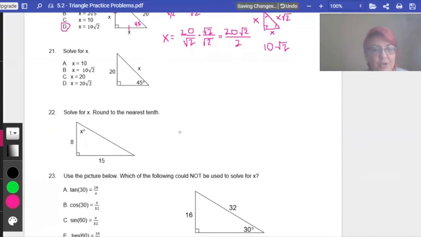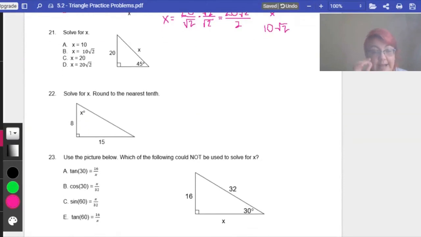Okay, 21. Let's solve for x. Well, this one, they've given us 20 as the side. I know that these are the same and that this is 45 because it's a 45, 45, 90 triangle. The reason I know that is because triangle angles always have to add up to 180. This means 90. This is 45. 180 minus 90 minus 45 is 45. That's what's left over.